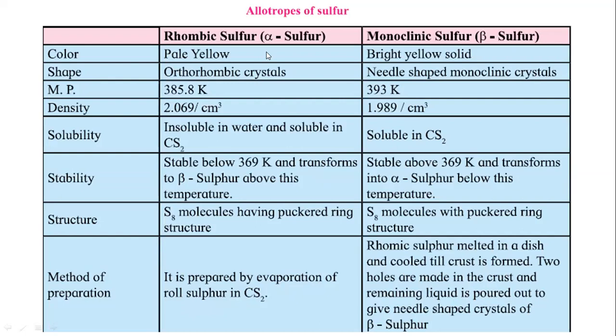Any 4 points we have to remember out of these: color, shape, melting point, density, solubility. The question can be asked for 2 marks, a difference between rhombic sulfur and monoclinic sulfur. Or they will ask a question like this: write a note on rhombic sulfur for 2 marks. So we have to write the color, shape, melting point, density, stability, then structure, and draw the structure for 1 mark. So I will show the structure of rhombic sulfur.